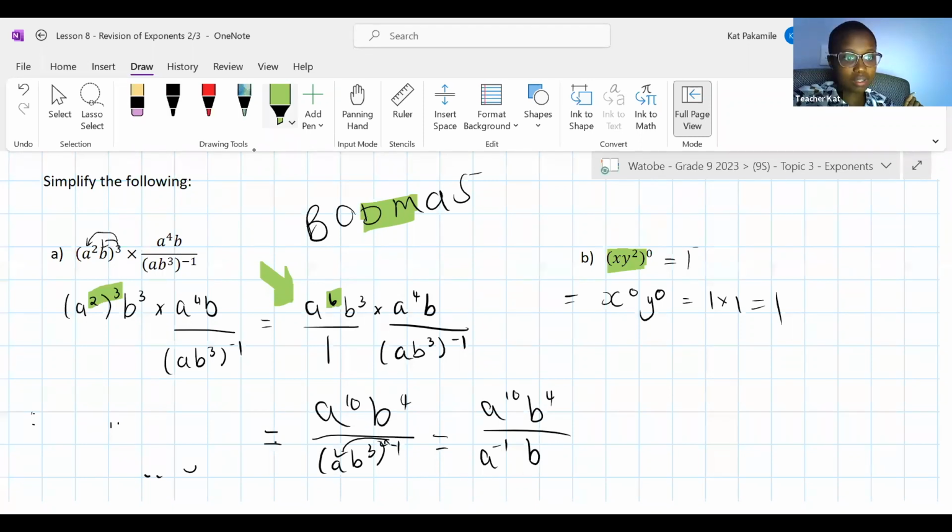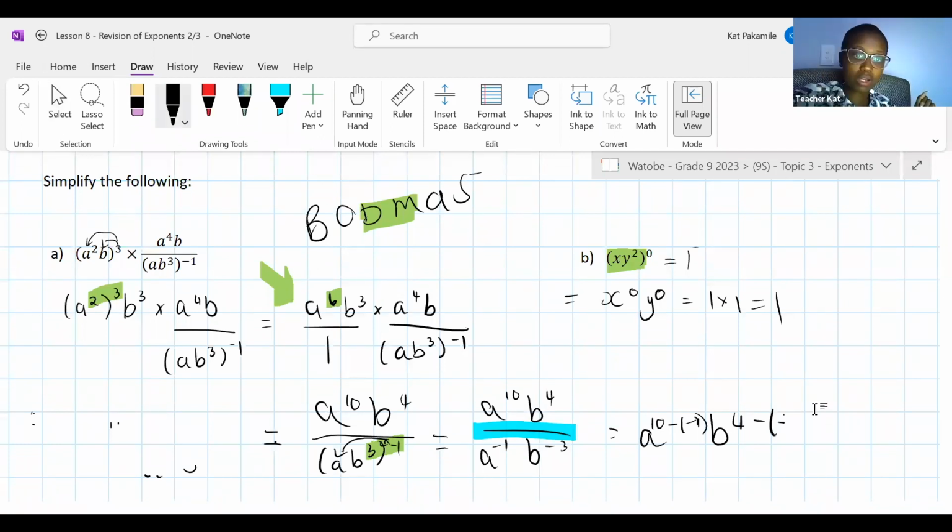Okay, equals. Now we can deal with division, which is here, right? When we are dividing, we keep the base. So I keep the A and the B, but we subtract the exponents. So it's going to be 10 minus what's at the bottom, negative 1. And this is going to be B to the 4 minus negative 3. My pen is misbehaving.